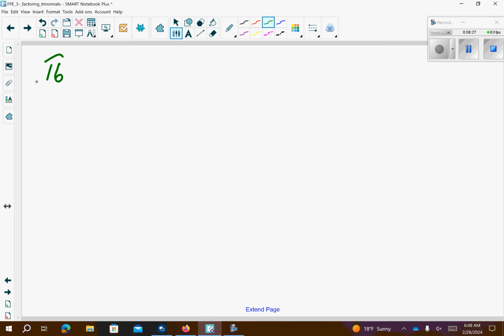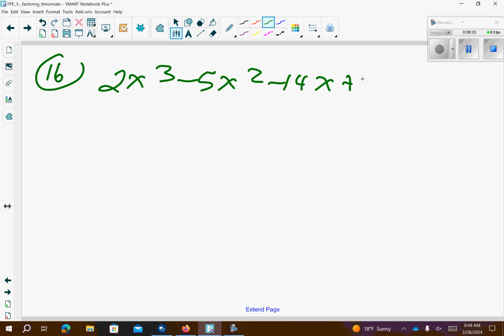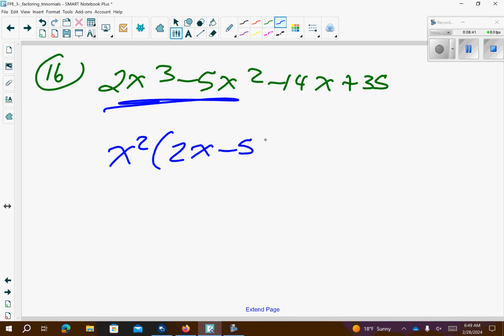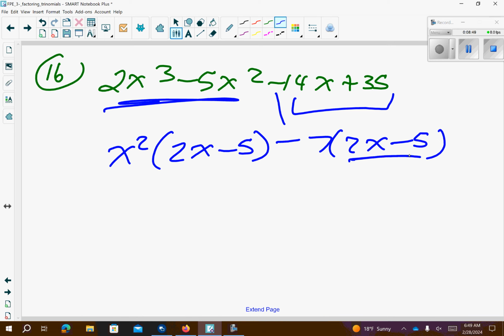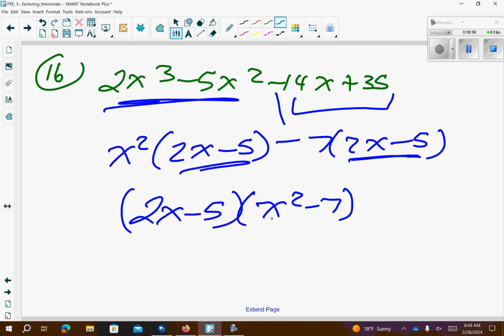Number 16. Okay, looks like I can just factor an x squared out of both of those. That leaves me 2x minus 5. Remember, the sign comes down. I can factor 7 out of both of those. That gives me 2x, and then both signs change, so those are now the same. That's what we want. And then x squared minus 7.